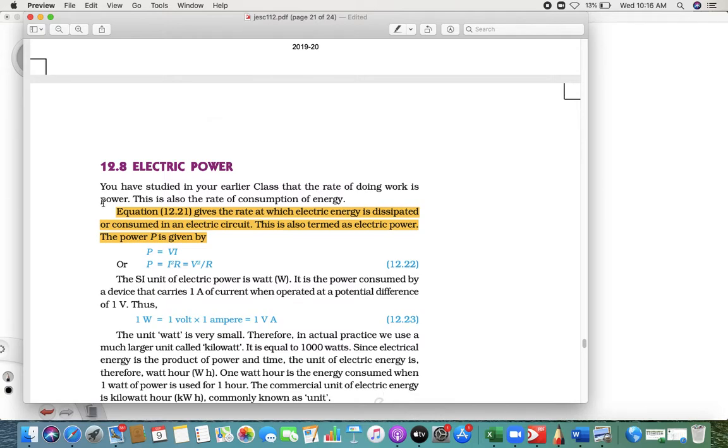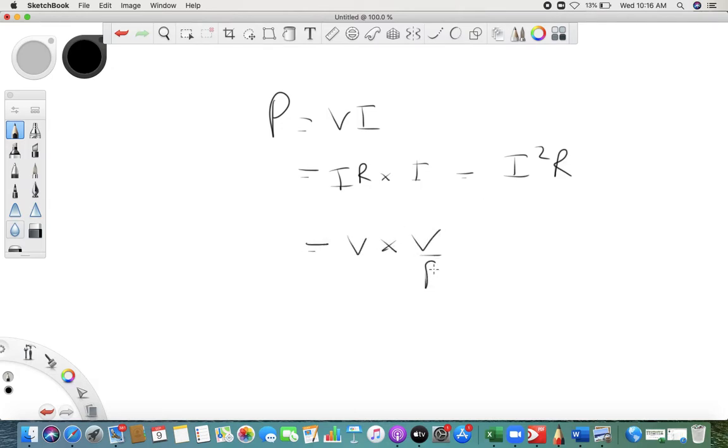When you convert it, it gives many equations. If you see P is equal to VI, again V is equal to IR, so IR into I makes it I square R. So this is another equation. If you put V upon R instead of I, according to Ohm's law, we get V square upon R. So we get four equations of power.